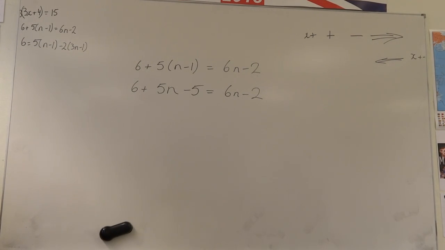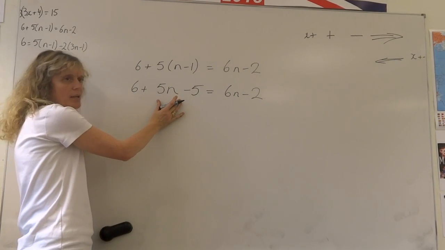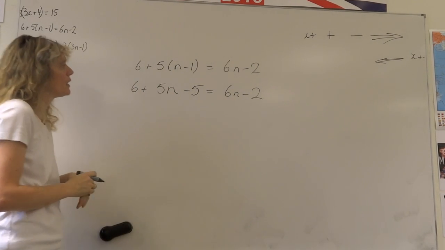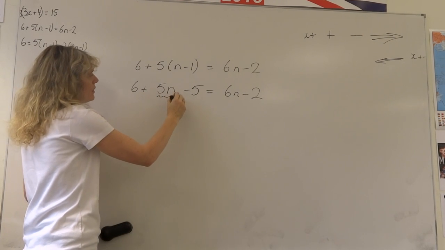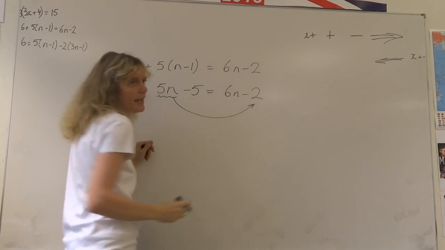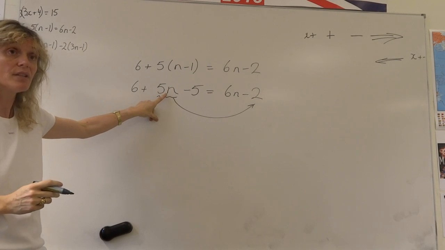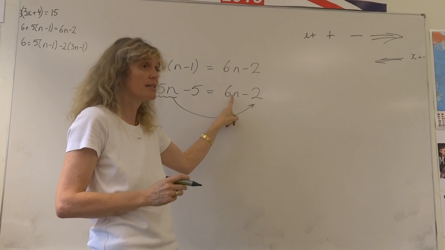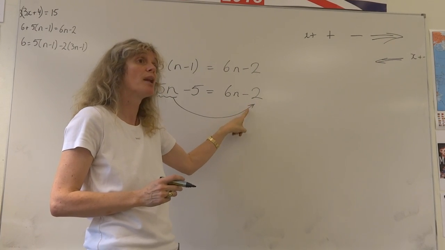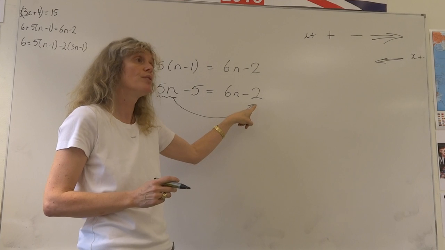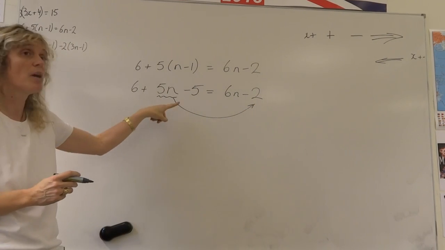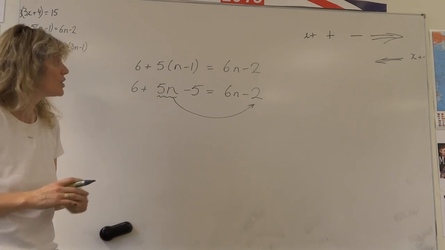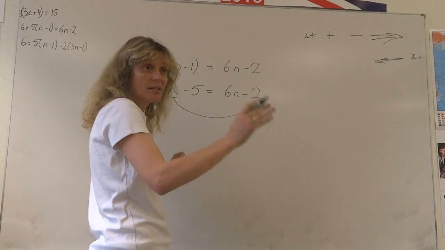Now I've got to decide, do I want to keep my n on this side, or do I want to move my n over to the other side? I would move this 5n over to that side. Why? Because changing the sign of this plus 5n, it will become minus 5n on the other side. And then I'll get 6n minus 5n, which will give me plus n on the right-hand side. If I move the 6n over to the other side, I'd get 5 minus 6, which would give me minus n on the left-hand side. And that's trickier.